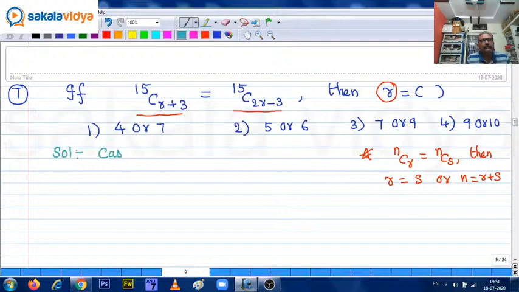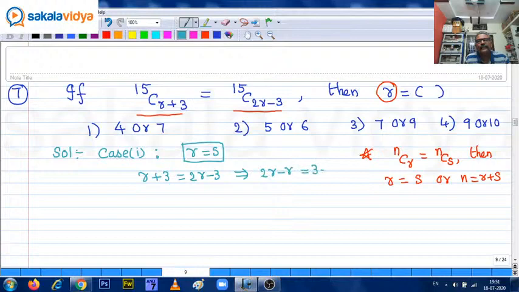Consider case 1. What is case 1? r equals s. This condition you apply. That means r plus 3 is equated to 2r minus 3. That implies 2r minus r equals, transposing 3, 3 plus 3. So r equals 6. This is one value, which might be the second option.